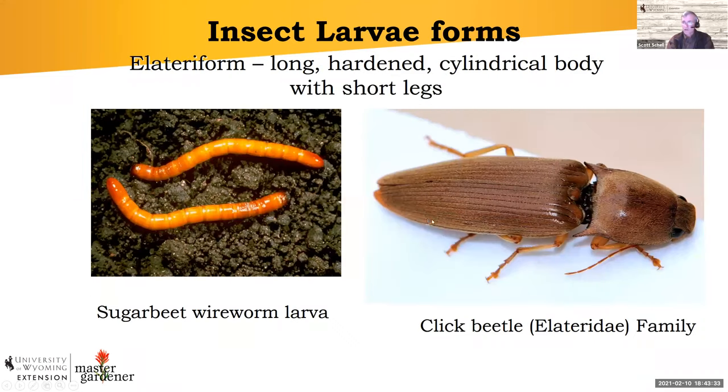Elateriform, and that actually comes from the click beetle family, Elateridae. This is characteristic of them. They have a long, hardened, cylindrical body with short legs, and they chew into fleshy roots. So in this case, this is the sugar beet wireworm larva.